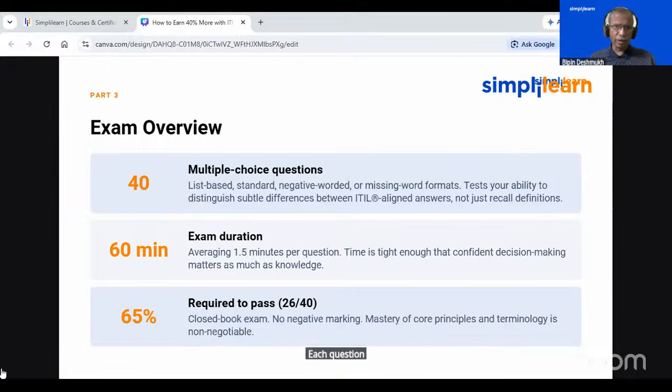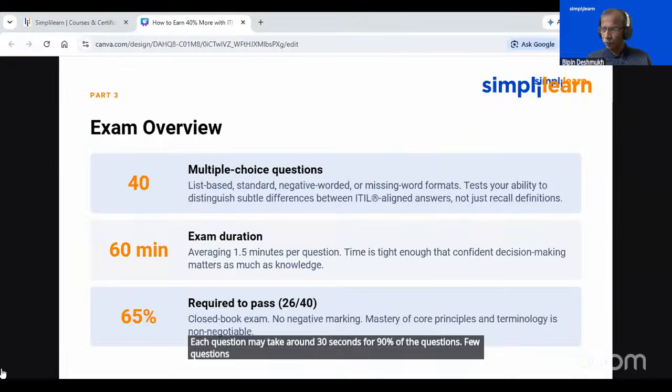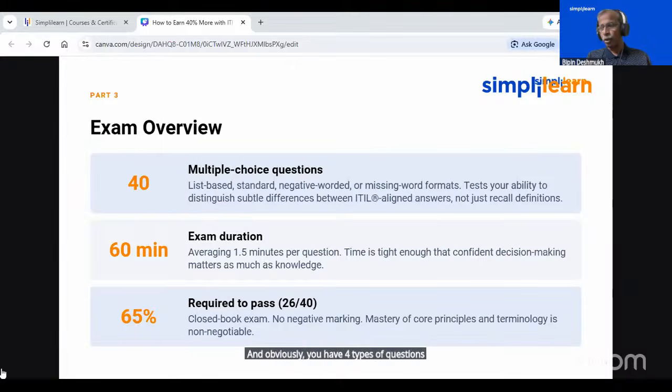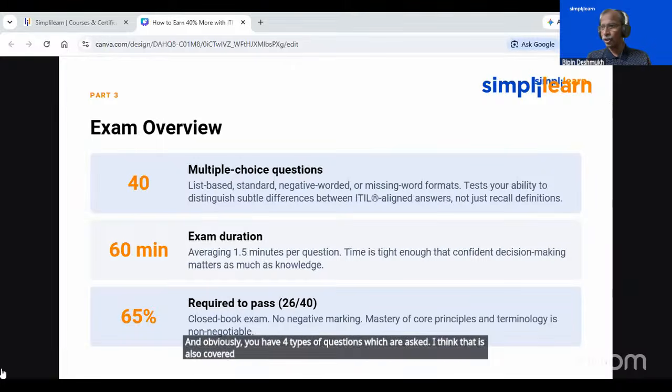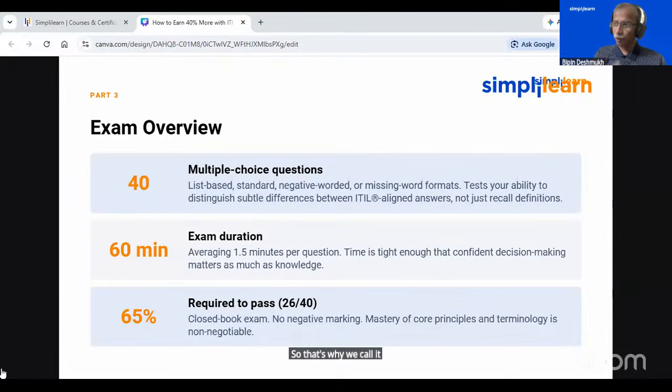Then you have a pass mark of 26, which is 65% of the marks. And there are four types of questions asked. The first type is called a standard OTQ, an objective type question. We call it that because you have no more than four options for each question, no less, no more. It differs from MCQ because in an MCQ the number of options can be two, three, five, or seven. But here the number of options is always four.